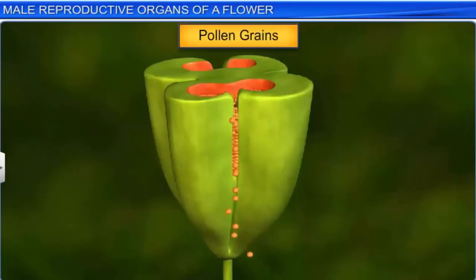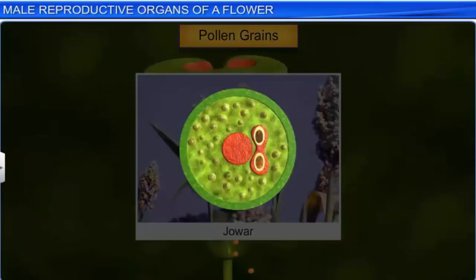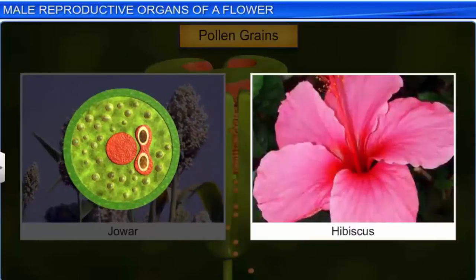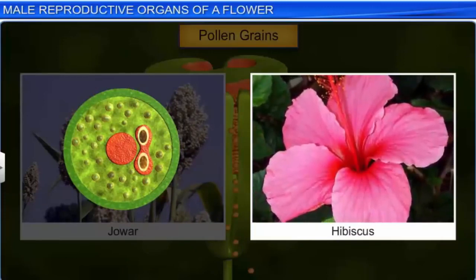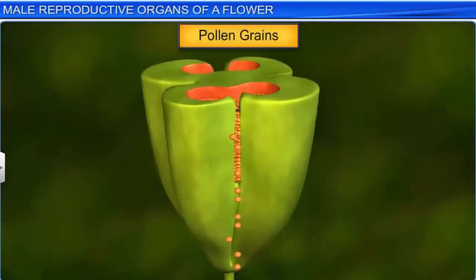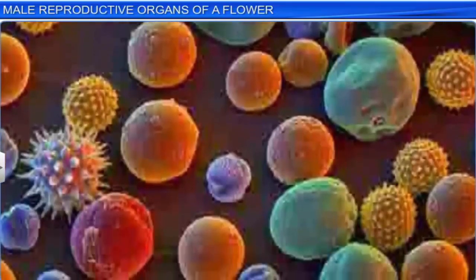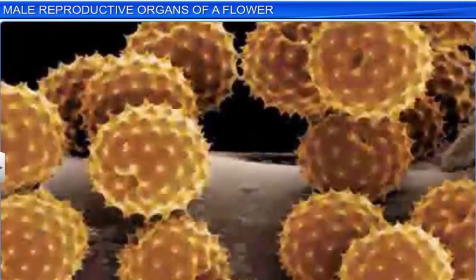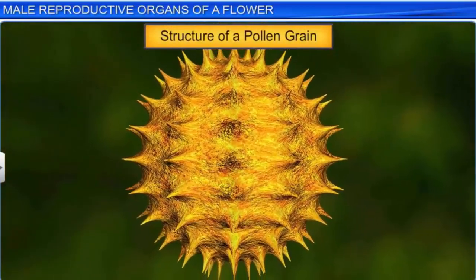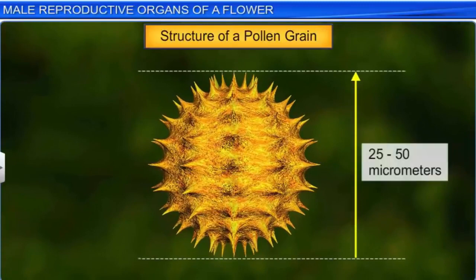Are you aware that in cereals such as jowar, the pollen grains are shed at the three-celled stage, whereas in 60% of angiosperms, which include plants such as hibiscus, the pollen grains are shed at the two-celled stage? Pollen grains, which represent the male gametophyte, come in a wide variety of sizes, shapes, and colors. A typical pollen grain, however, is spherical in shape and has a diameter measuring about 25 to 50 micrometers.